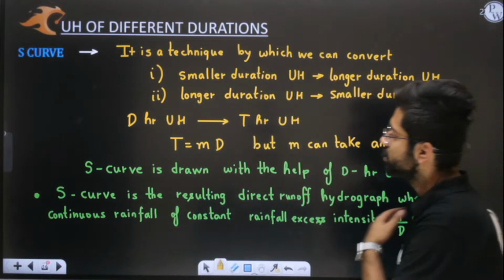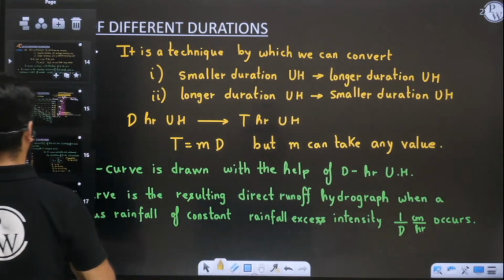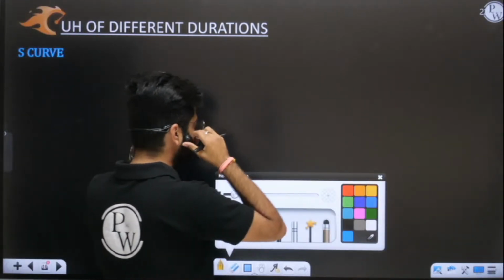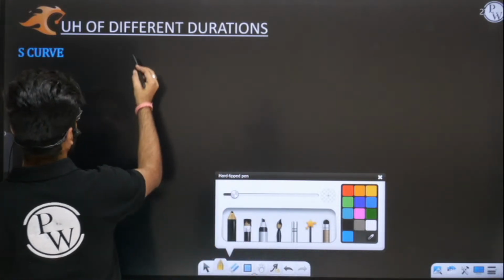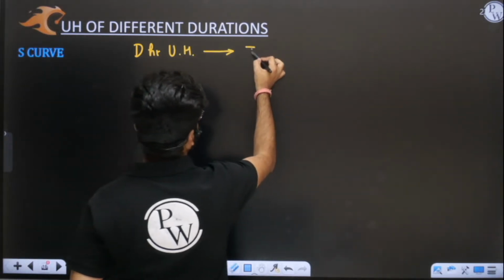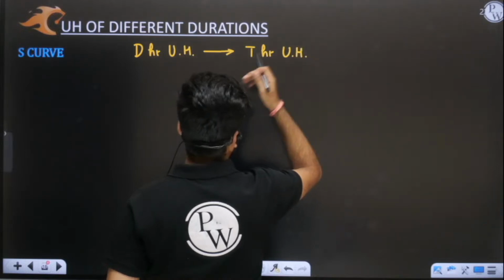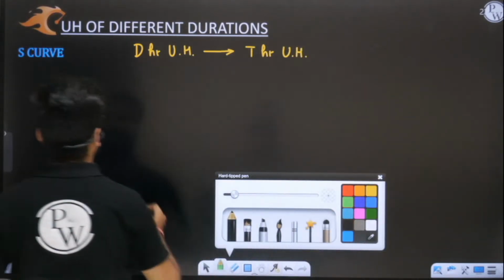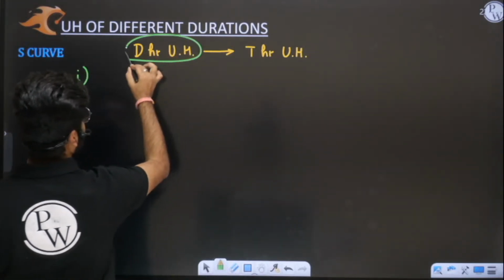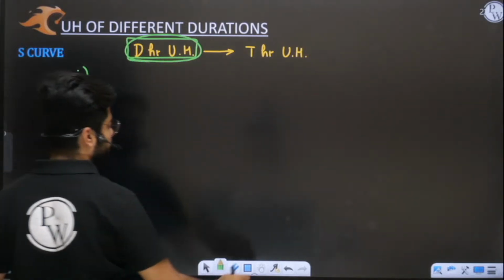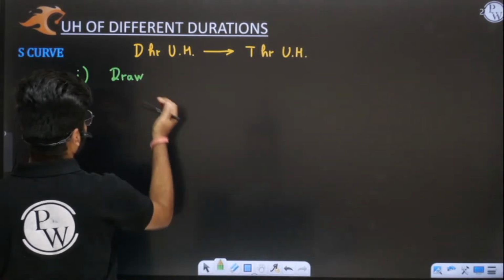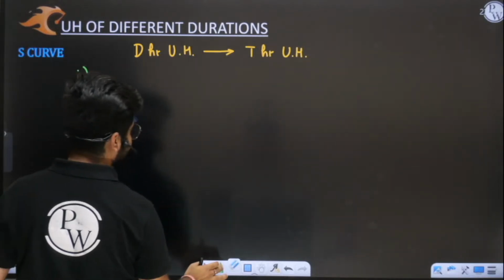Now the question is, how will I convert my DR unit hydrograph into a TR unit hydrograph? There are basically 4 steps you need to understand. For that we have a methodology. Step 1 is, first you have to draw the S curve corresponding to this DR unit hydrograph.